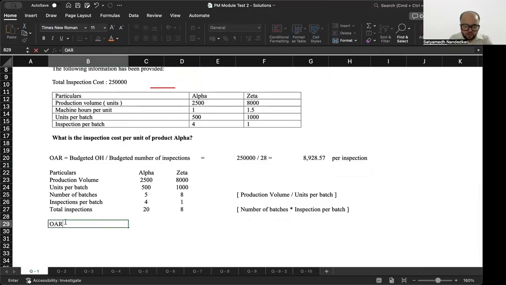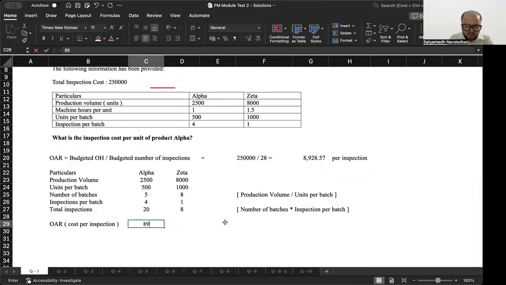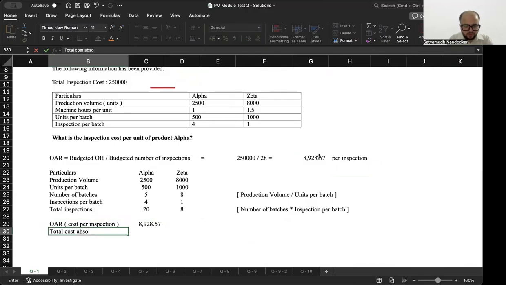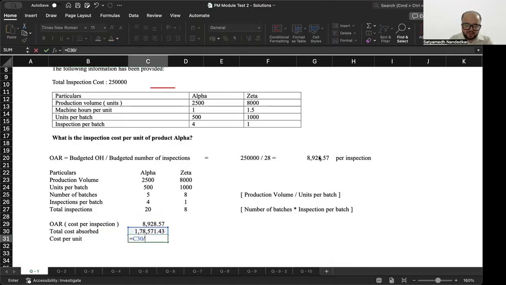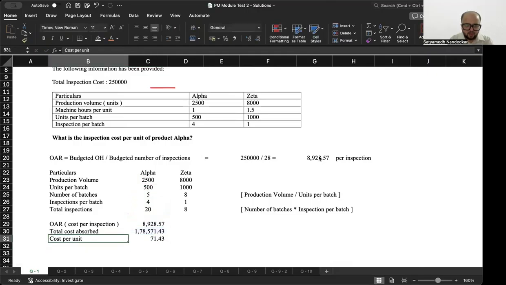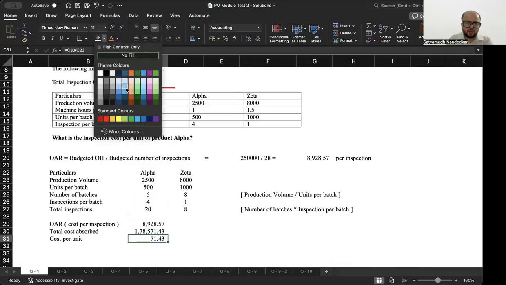Now you write the overhead absorption rate, cost per inspection. Okay, in both cases, of course, it is 8928.57. But you don't need to really calculate that for zeta anyway. So total cost absorbed will be 20 into 8928.57. And what is cost per unit? Cost per unit will be 1,78,571 divided by 2500. So that is 71.43. So this is the answer that you were looking out for.